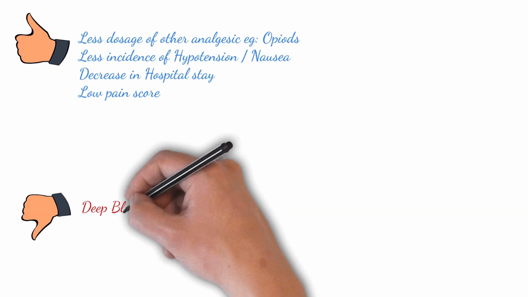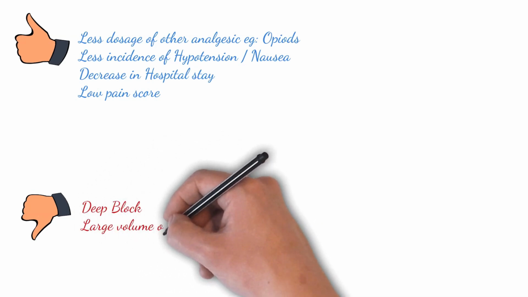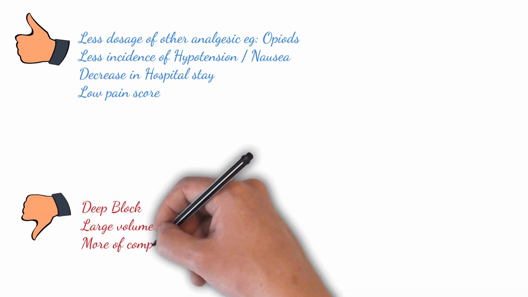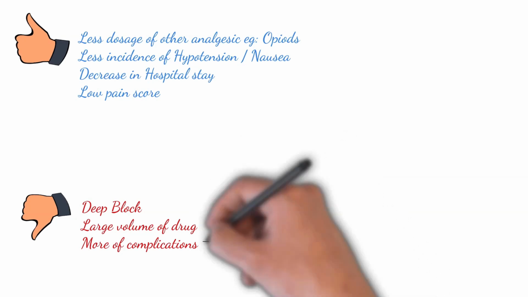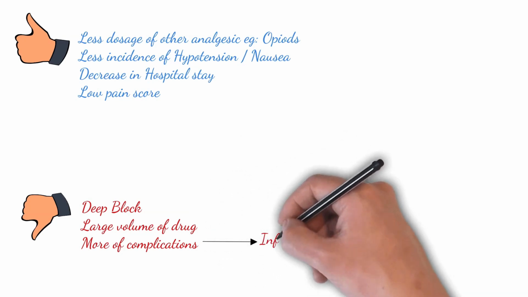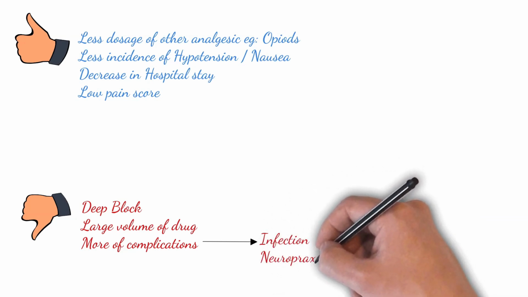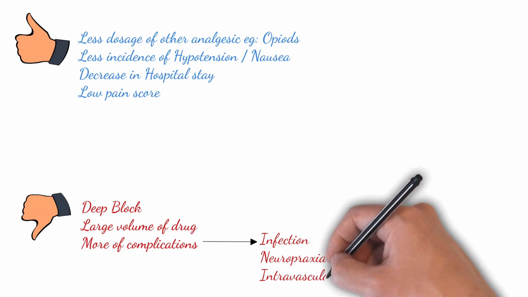There are certain disadvantages also. It is a deep block. A large volume of the drug is required, as already told, 25 to 40 ml. There are more complications in this block because there is an increased risk of infection. There is an increased risk of neuropraxia, and there can also be chances of intravascular injection. So it has certain disadvantages also.